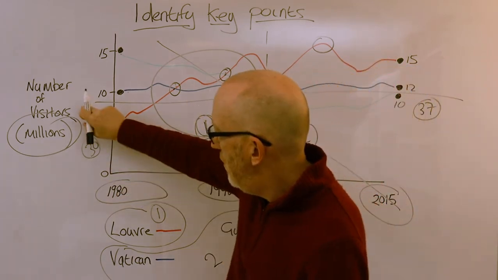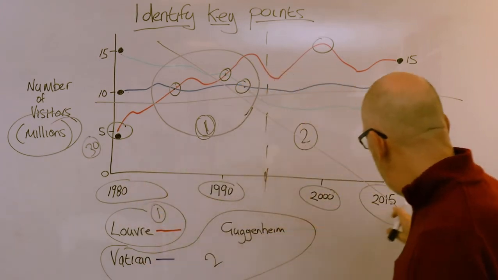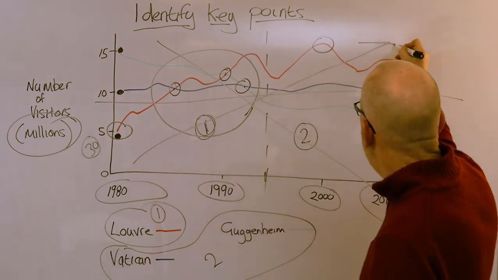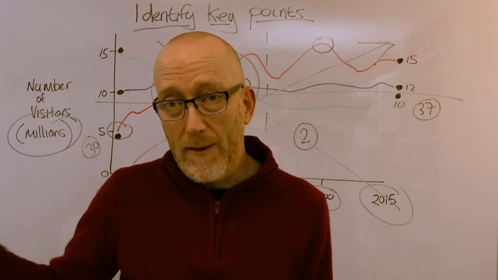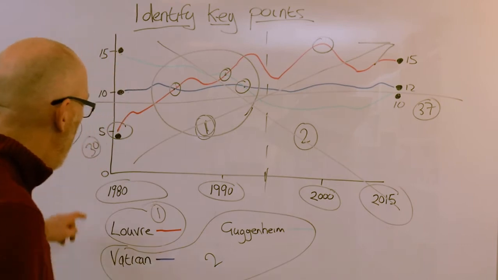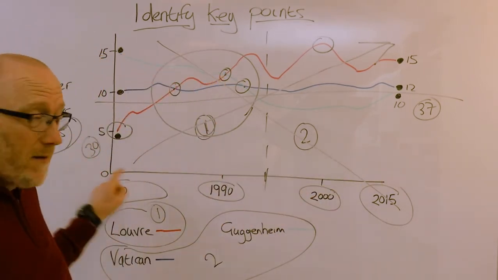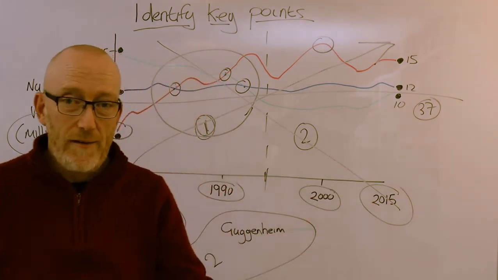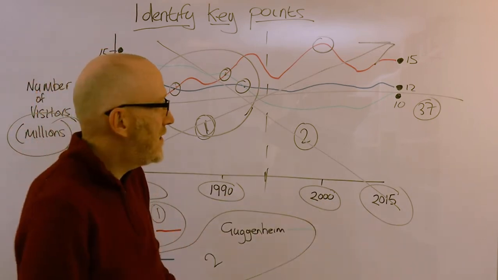Yeah. So our overall trend, i.e. the overall number of visitors, has increased from 1980 to 2015. Our overall trend is doing this. Okay. Our trend is increasing. Yeah. And we have mathematical proof of that. We have 30 million visitors, which is now 37 million visitors. That is an increase over the years.